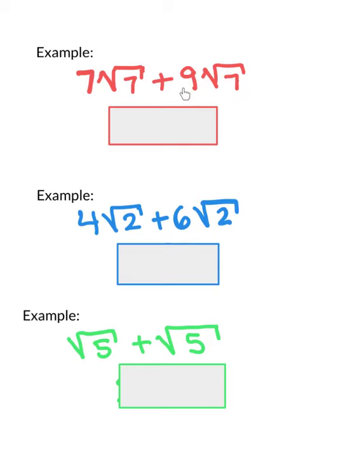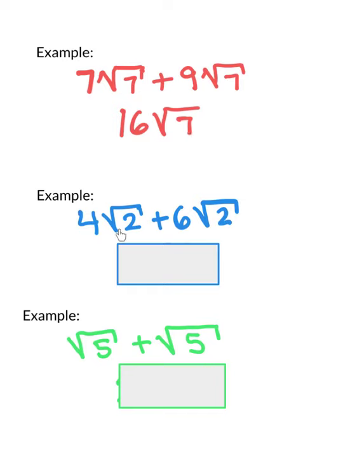And then what we can do is add the front numbers. We can say 7 plus 9, and then we can get the final answer. So 7 plus 9 is 16. See how we added the front numbers as our final answer, and then we still have that square root of 7.